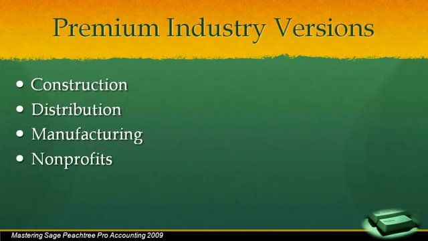Within the Premium version of Peachtree 2009, we also have industry versions. These are primarily created for construction, distribution, manufacturing, and nonprofits. As you take a look at this list, you probably can figure out what the differences are.